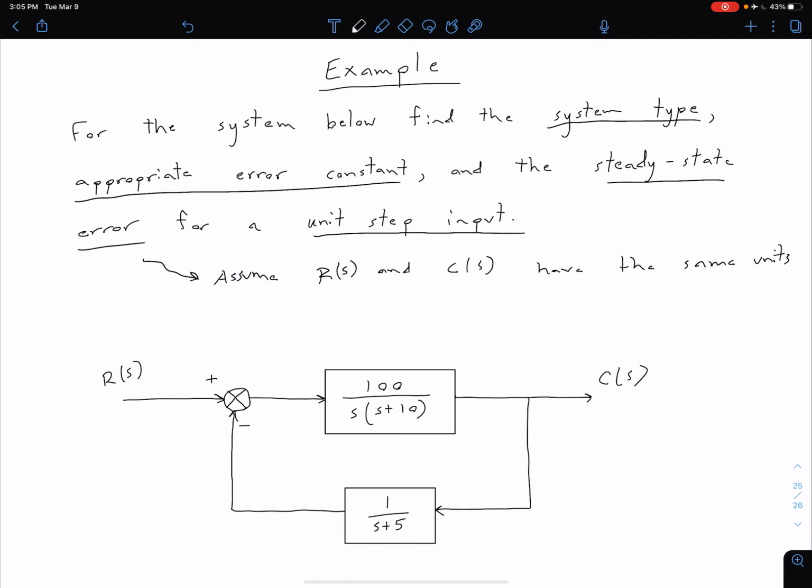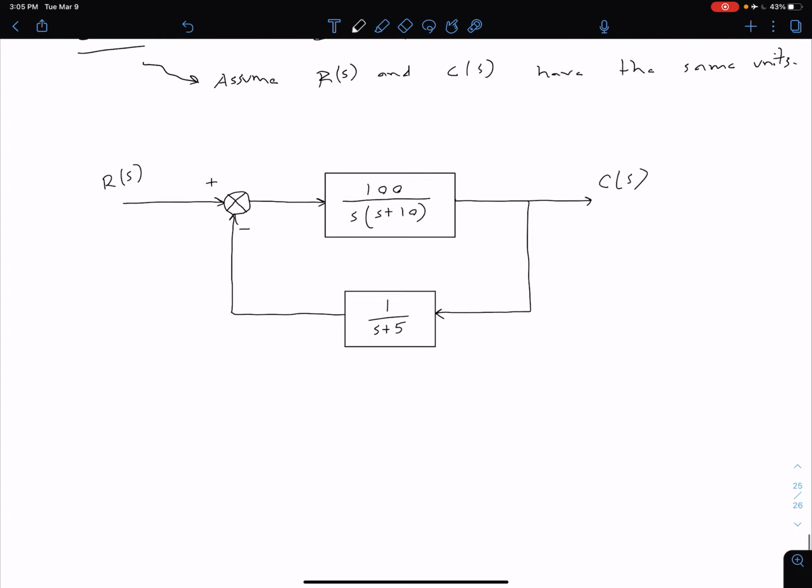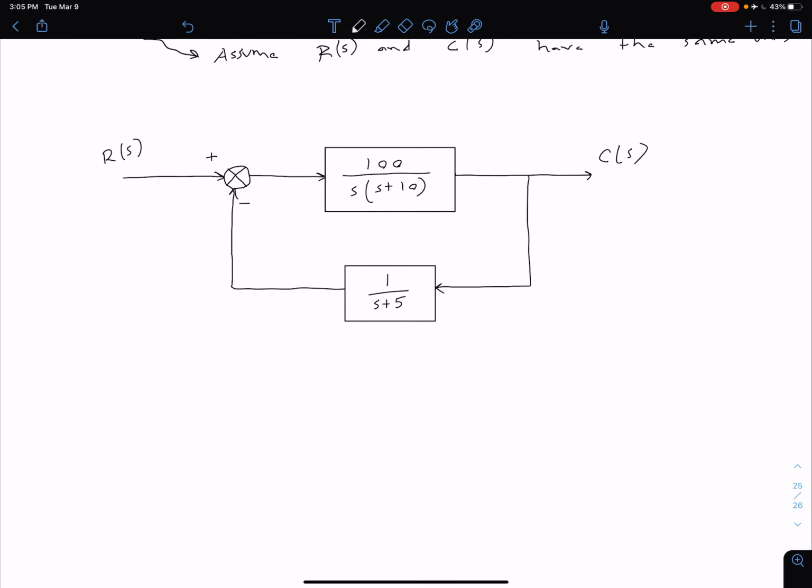Now, if our problem statement had asked us to find the steady state error in the actuating signal, then we would need to assume that our input and output had different units, and our approach to solving the problem would be slightly different. But in this case, we're assuming that they have the same units. Remember, something that we've been glossing over as we work through these examples is our very first step: we would need to check system stability.